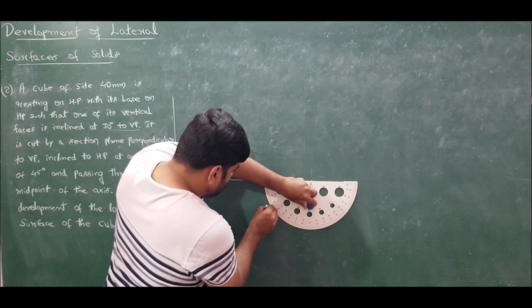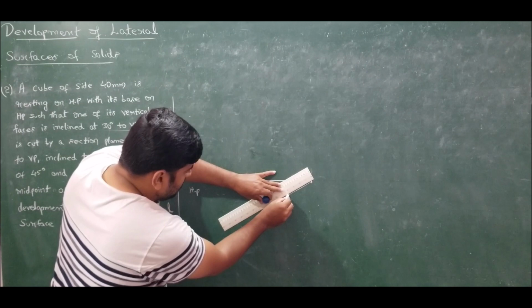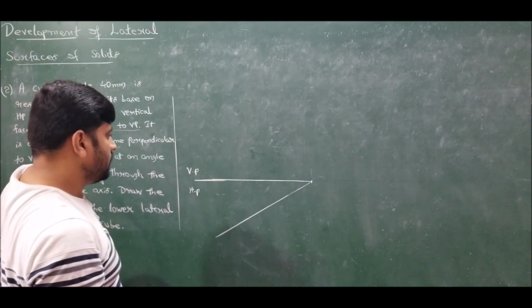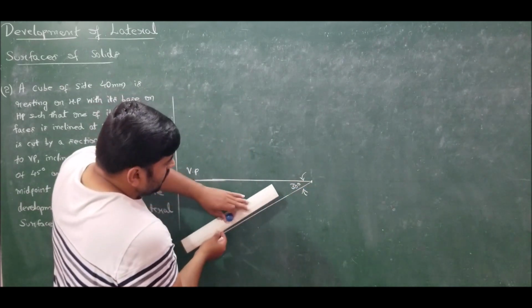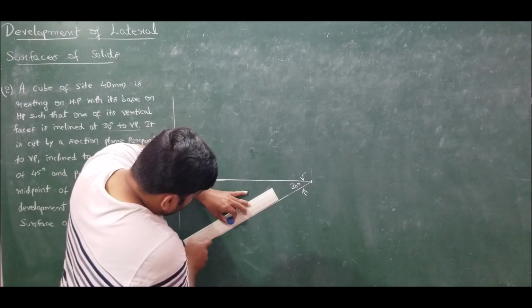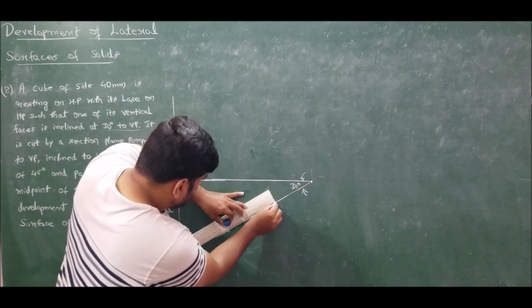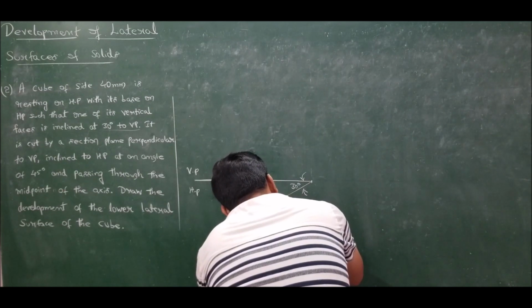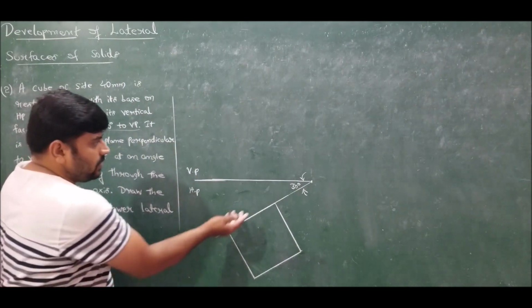So marking 30 degrees to VP, I have taken a line inclined at 30 degrees to VP as a reference line, because I should show that one of the vertical faces of this cube is inclined at an angle of 30 degrees to VP. Now on this 30 degree line, I will place one side of the cube, that is 40 millimeters, which is given for us. Done. Now complete the square. So the dimension is known, side length is 40 millimeters. So we get a perfect square where one of the vertical faces is inclined at an angle of 30 degrees to VP.